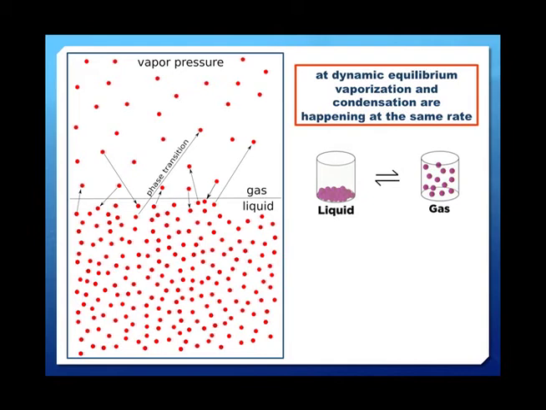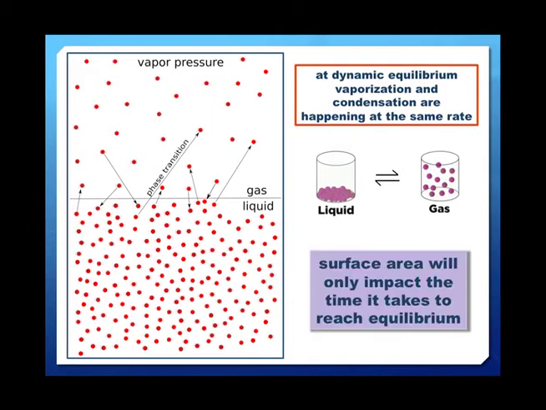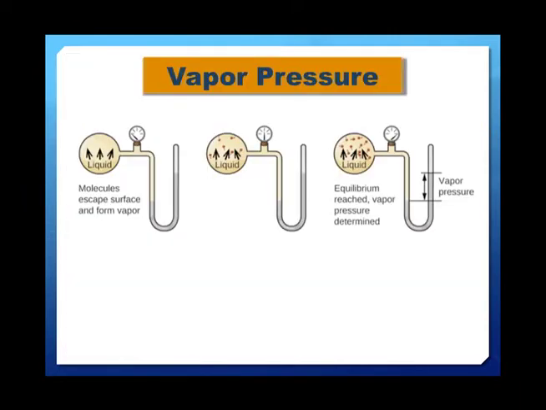The pressure exerted by such a dynamic equilibrium between liquid and gas is called the vapor pressure of the liquid. The surface area of the liquid will not affect the vapor pressure, but it will affect the time it takes to reach dynamic equilibrium, as less surface area means it will take more time for molecules to find the surface of the liquid. We can measure the vapor pressure of a liquid using a closed-end manometer, as the vaporized molecules will push down on the mercury, resulting in a measurable pressure.